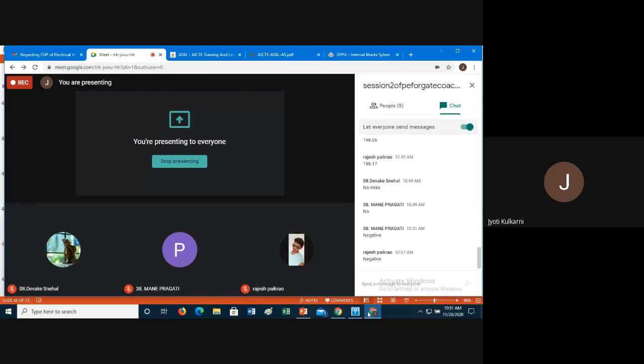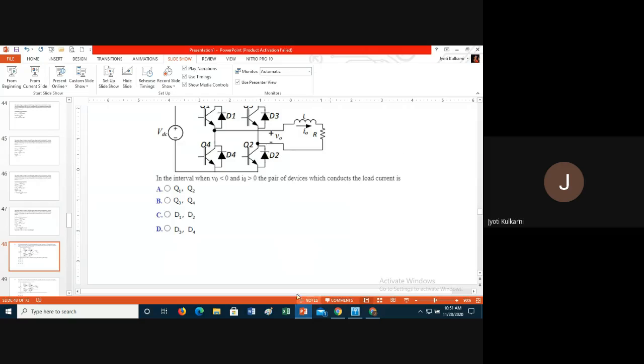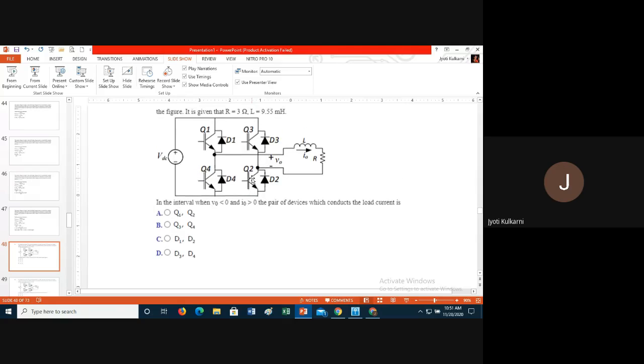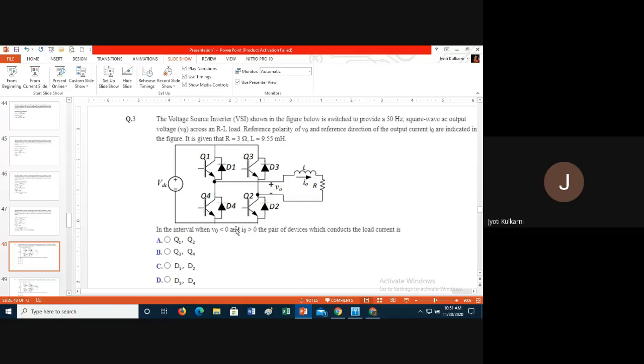If V0 is less than 0, yes, very good, Rajesh. V0 negative. And I0 greater than 0 means I0 is positive. So this sentence means that your V0 is negative and I0 is positive. Your I0 is positive means what? Direction of current you cannot change. Your direction of the current you are supposed to take in the same way, that is clockwise. It means your I0 needs to flow in the same direction.